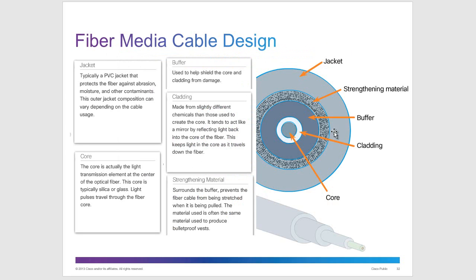You've got your outer jacket. You've got the strengthening material on the inside. You've got a buffer, a cladding, and finally the core where the light is transmitted. It's a little less flexible than your RJ45 or your copper cabling, but this cable is pretty much better in every way. We'll take a look at that in just a second.